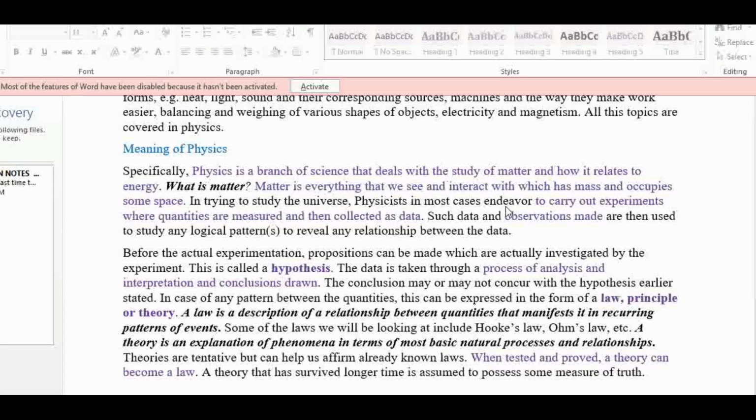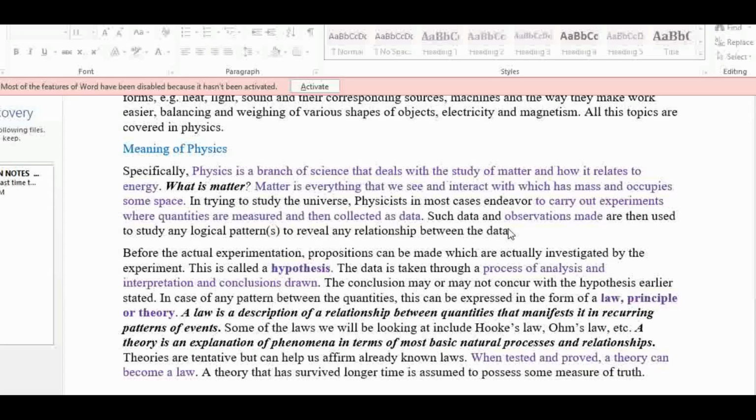In trying to study the universe, you'll find that physicists in most cases endeavor to carry out experiments. These experiments are normally carried out within laboratories, and it is in these laboratories where some quantities are measured and then collected as data. Such data and observations are normally used to study any logical patterns that can reveal any relationship between the data. And then after that, we can establish maybe a law later on.